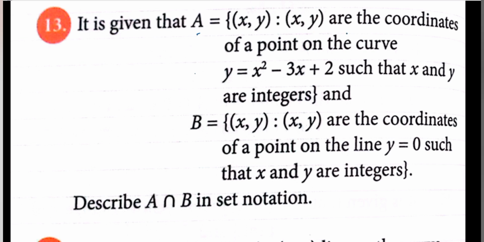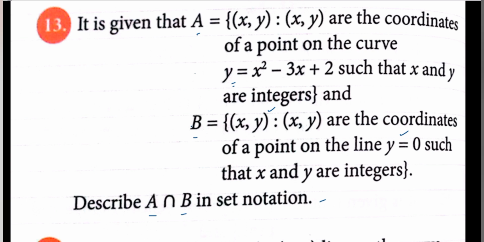x, y which are the coordinates of a point on the curve y is equal to x square minus 3x plus 2 such that x and y are integers. While the set B consists of all ordered pairs x, y which are the coordinates of a point on the line y is equal to 0 such that x and y are integers. We need to find A intersection B in set notation.